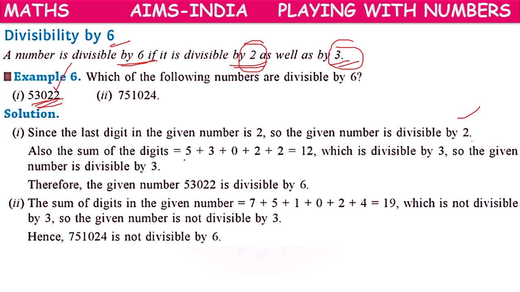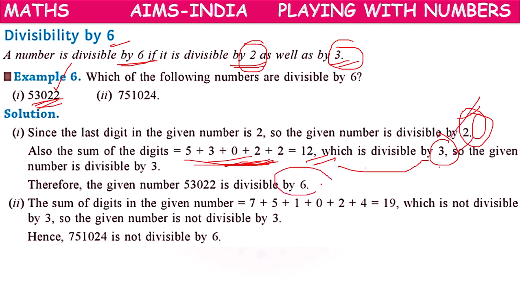What is the sum of the digits? 5 plus 3 plus 0 plus 2 plus 2 is 12. Divisible by 3. It is divisible by 2 because the last digit is 2. It is divisible by 3 because the sum of all the digits is divisible by 3. So as it is divisible by both 2 and 3, it is also divisible by 6, because 6 is a combination of 2 into 3. That's why it is divisible by 6.